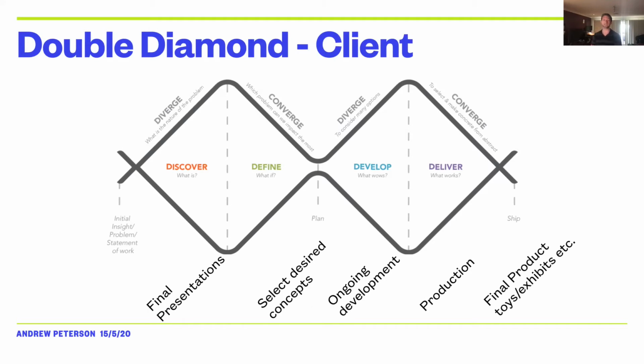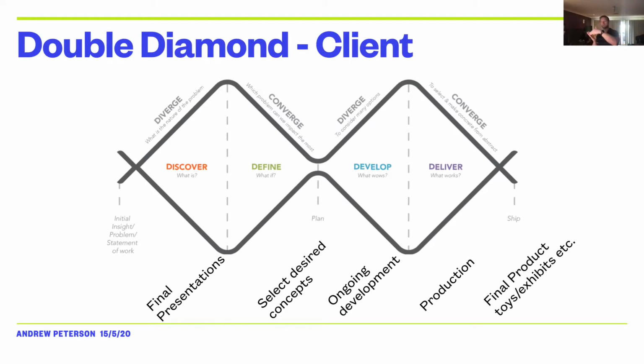Well, for the client, their double diamond is actually very different to yours. And so where we come to with our final presentations for the client, that's actually the point of the extreme divergence. They're seeing a range of all of your team's concepts. So that's their exploratory divergent stage in the discovery. So that's all we're getting up to for the client.